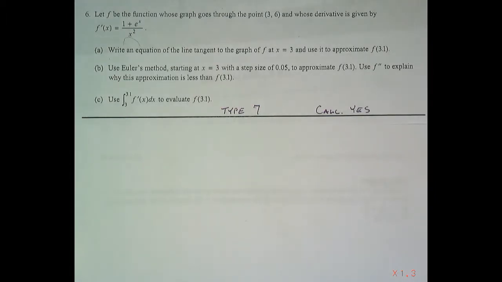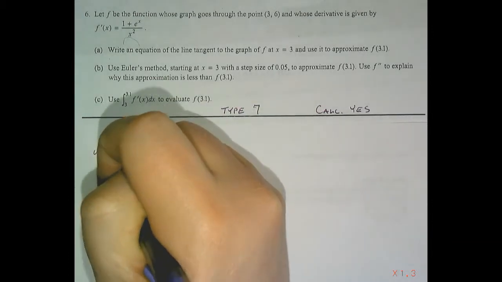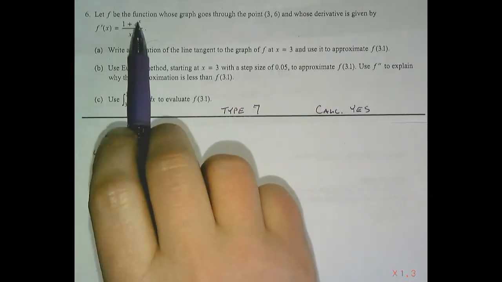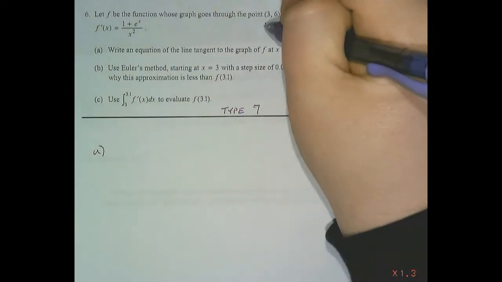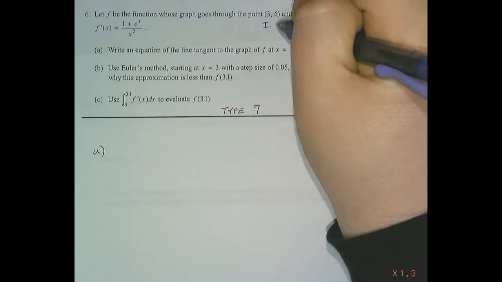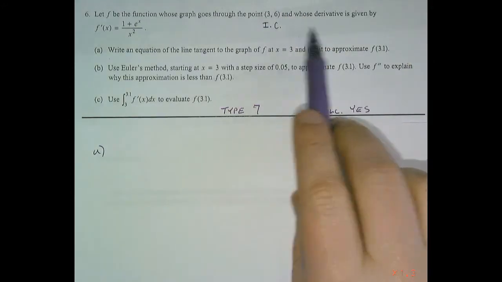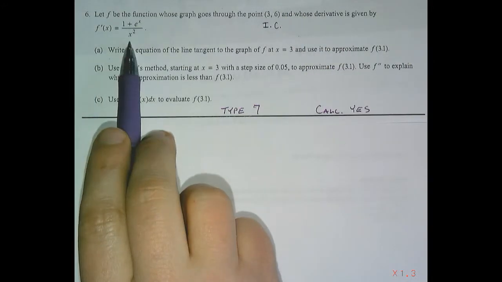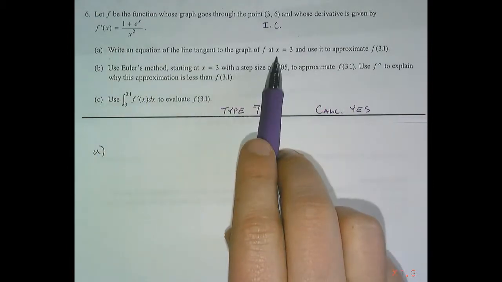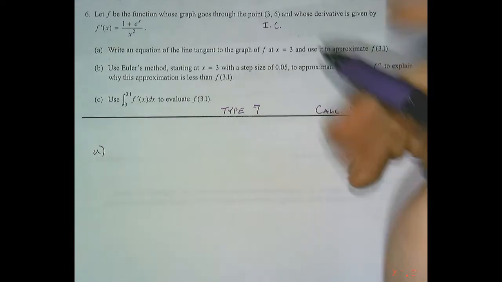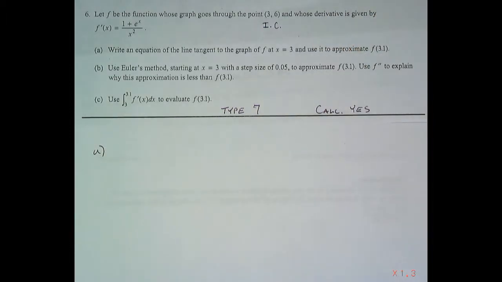As I said, this is from 1999, and it's the BC question number 6. So starting off with part A. Let the function whose graph goes through the point (3, 6), so they're telling us an initial condition, and whose derivative is given by f prime of x equals this. Write the equation of the line tangent to the graph at 3 and use it to approximate f of 3.1.